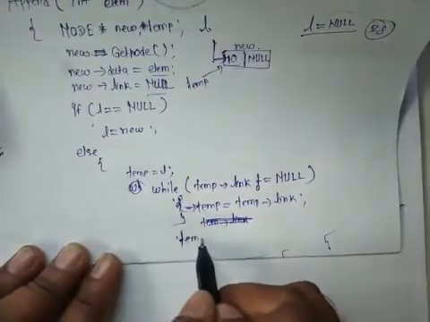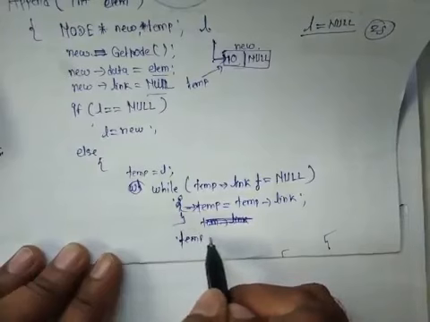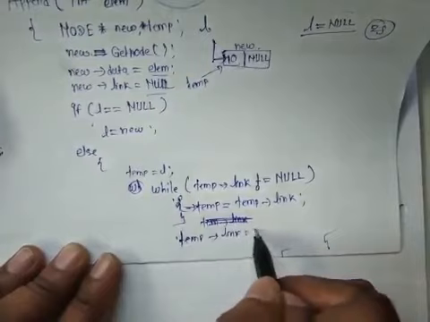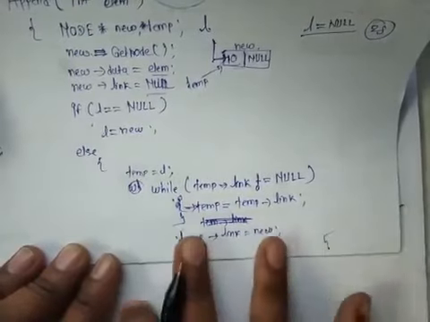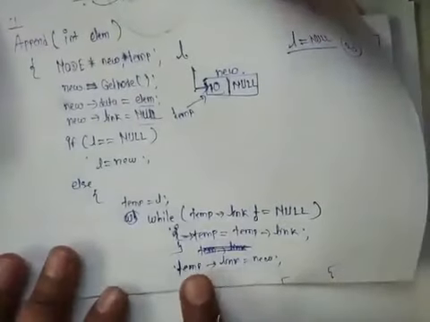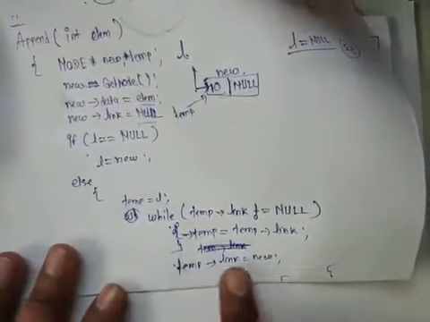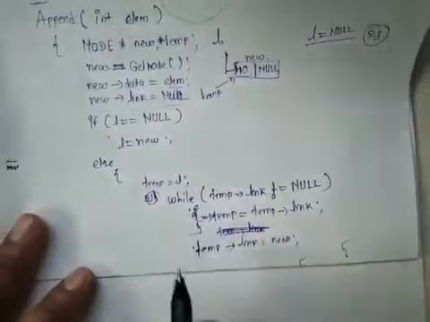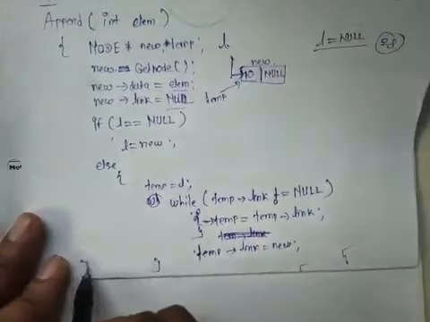So temp of link is equal to new. When we find that the end part is holding null, then we simply assign temp of link is equal to new. Then the new node is inserted over here. So this is the end of the else part, the end of the append function.